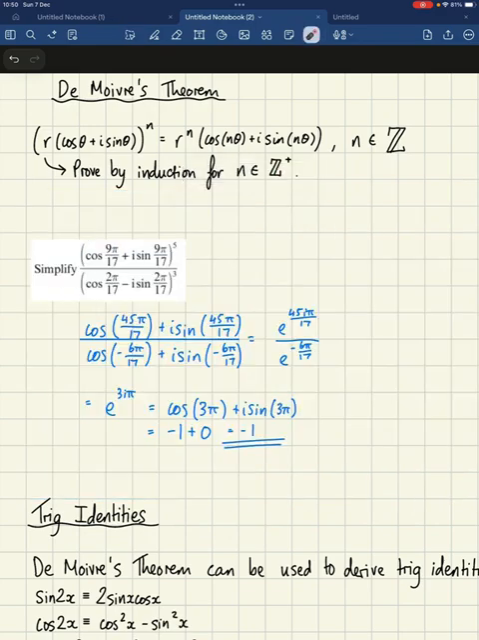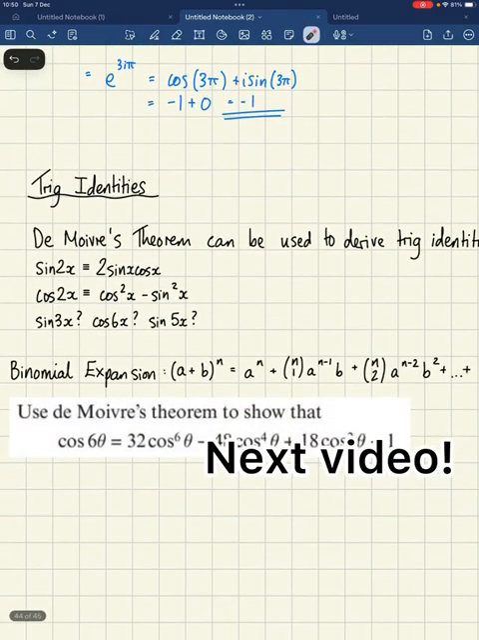Okay. Now we can extend de Moivre's theorem into trig identities.